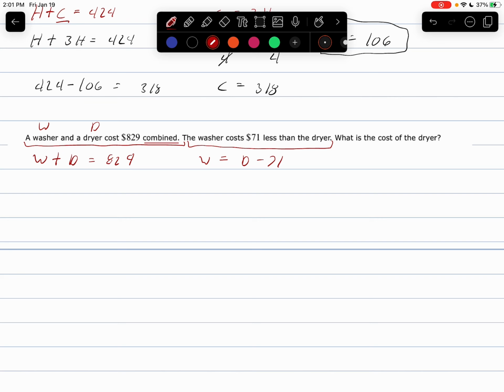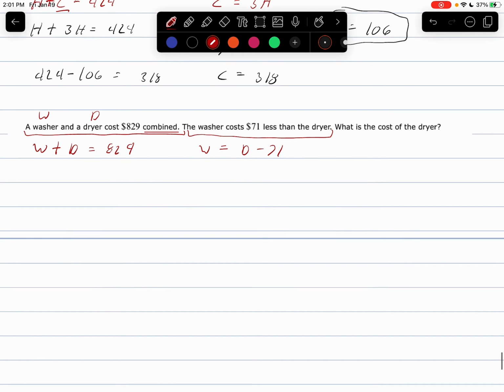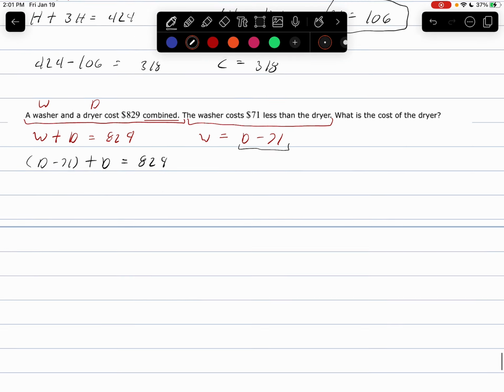Okay, so what we can do here is that we can go ahead and take the fact that W is equal to D minus 71, and we can substitute this D minus 71 in for W. So we're going to end up with D minus 71 plus D is equal to 829.